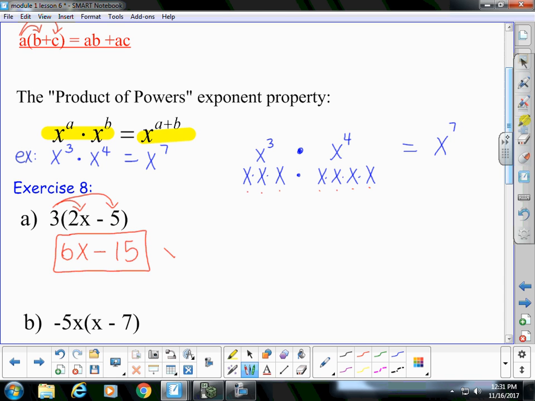Okay, I'm going to make a little note here. Do not subtract 6 and 15.